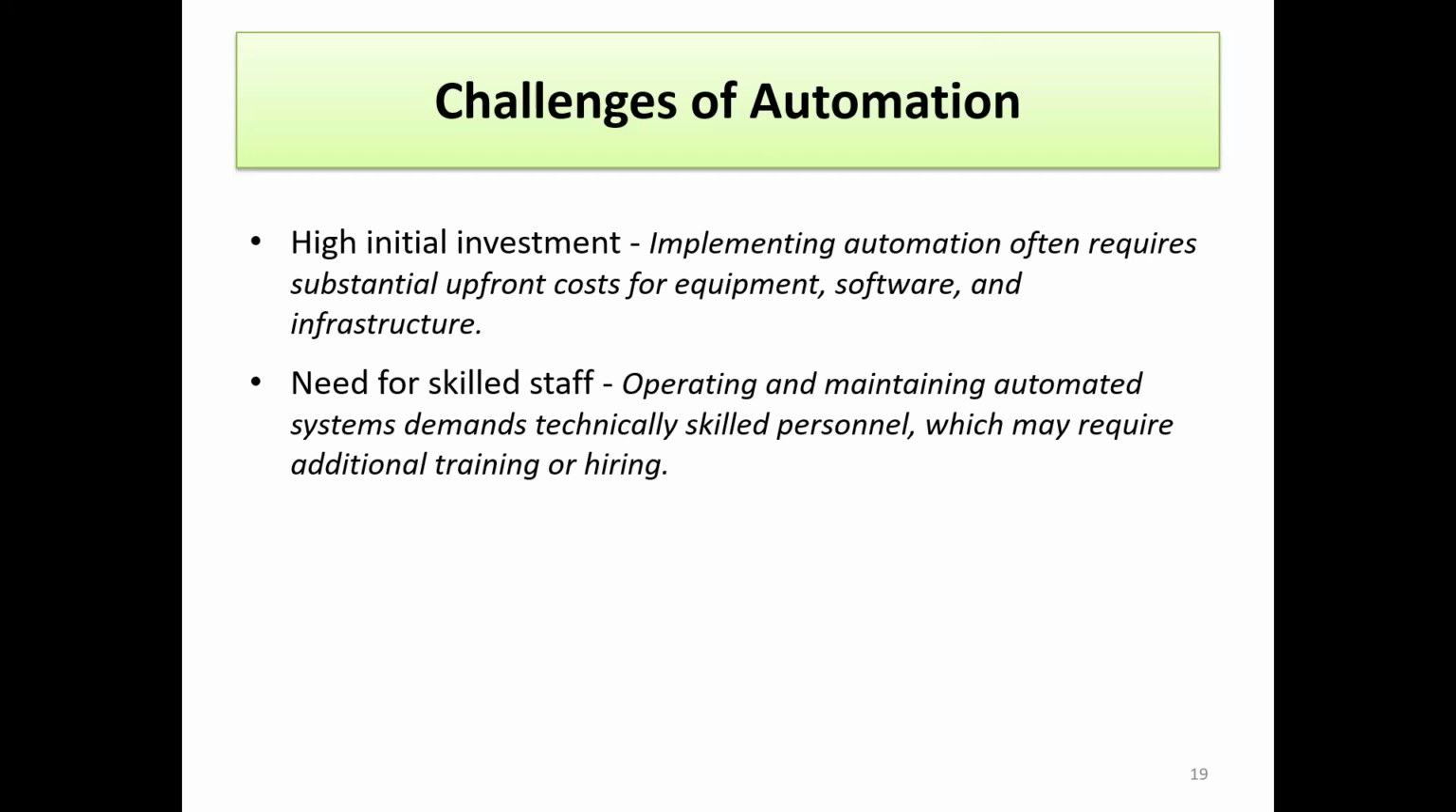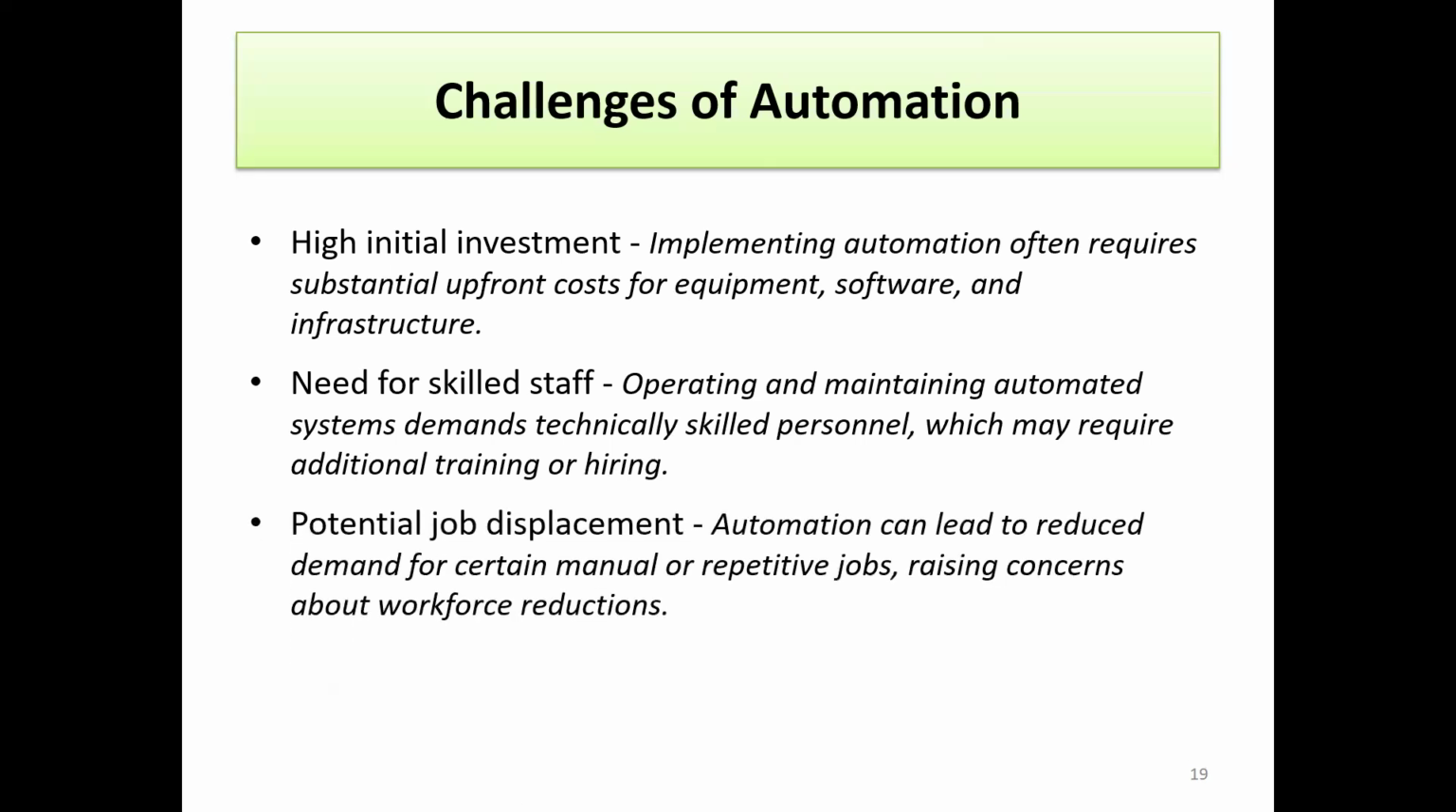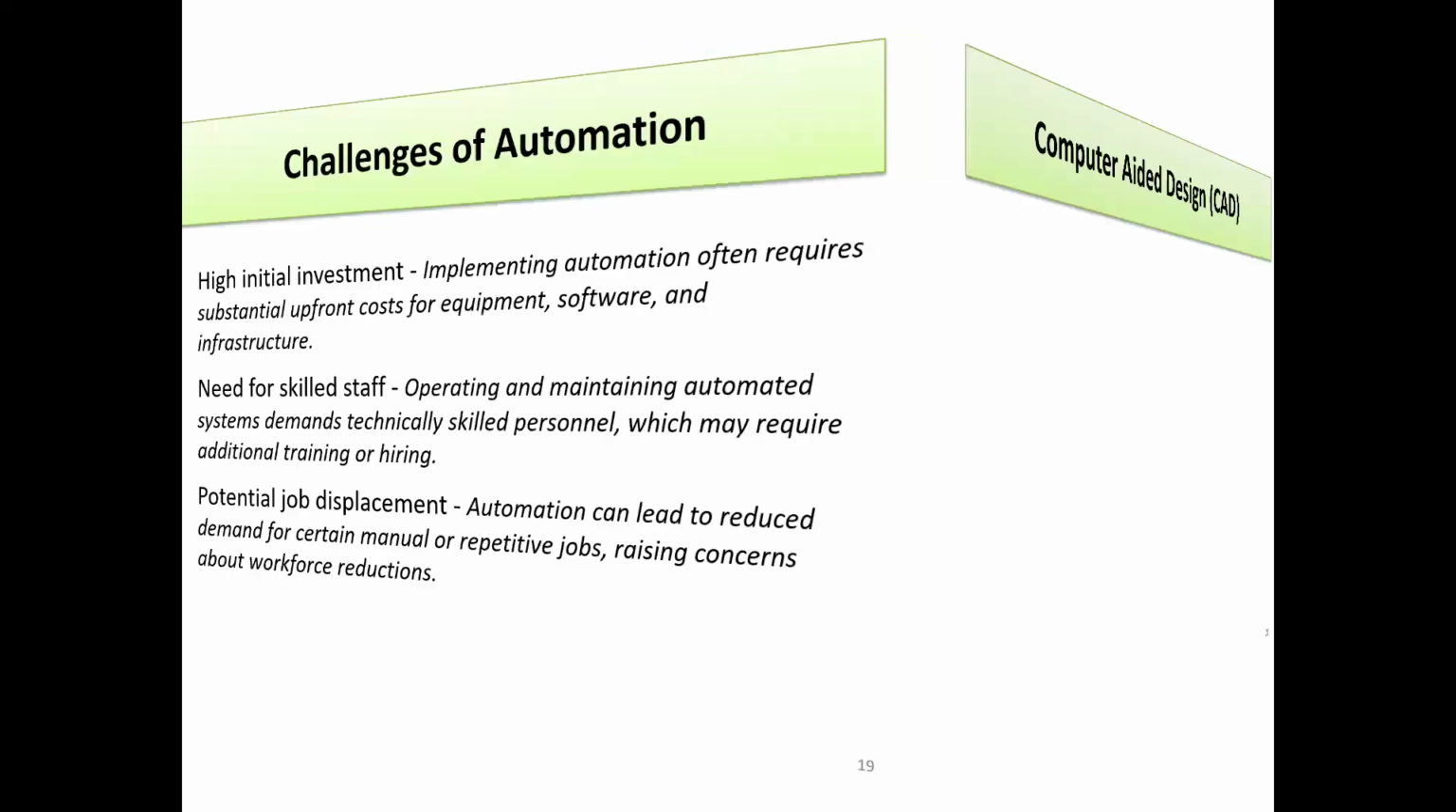Everybody cannot work with these automated processes. When we automate, we have to upgrade our employee skills also. We have to provide training for them. Again, cost, no? Operating and maintaining automated systems demands technically skilled personnel, employees, which may require additional training, new hiring and all. And potential job displacement. Automation can lead to reduced demand for certain manual or repetitive jobs, raising concerns about workforce reductions, job loss, right, for some of the categories in businesses. These are some of the challenges to manage when we automate a business process.